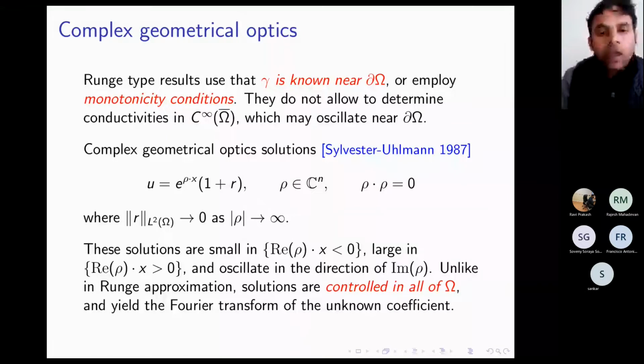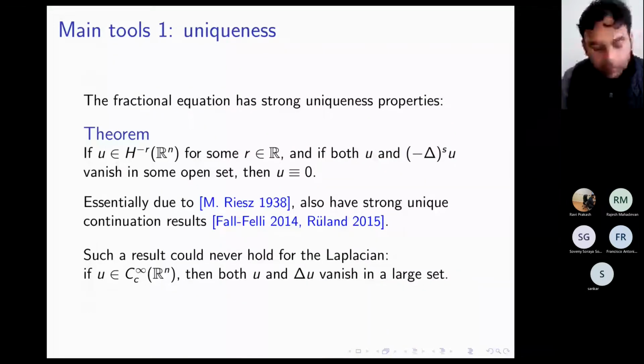Okay, now let's talk about what the idea is in the fractional case. In the fractional Laplacian, we have this strong uniqueness property that I was just mentioning before: you take any distribution, it doesn't matter with what regularity, and if u and (-Δ)^s u both are 0 in some non-empty open set, then you can prove u is 0 everywhere in Rn.